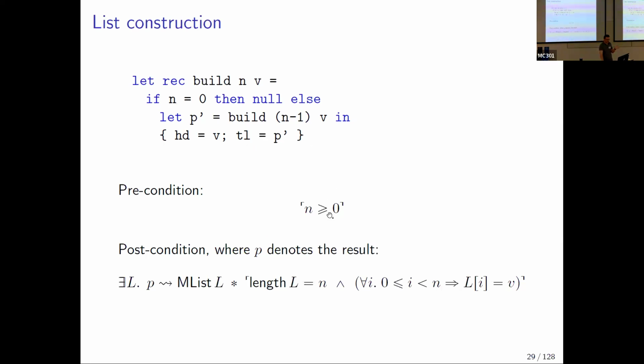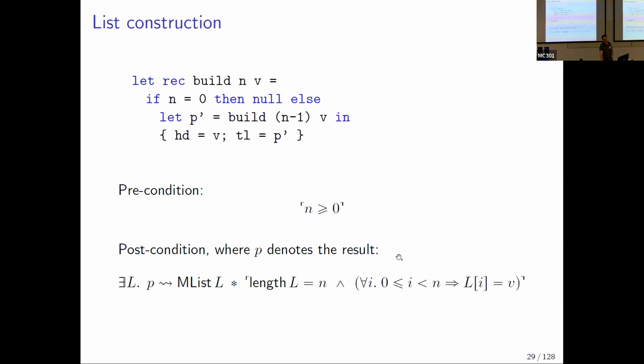So if we want to prove this function, we'll typically have a precondition that says n is bigger than 0, and you have some postcondition that is the interesting part. The postcondition would be, if p denotes the result, which is a kind of approximate way of talking about the result, but we will be precise later, then there exists some list L such that P points to MList of L, the length of L is n, and every element inside is equal to v.